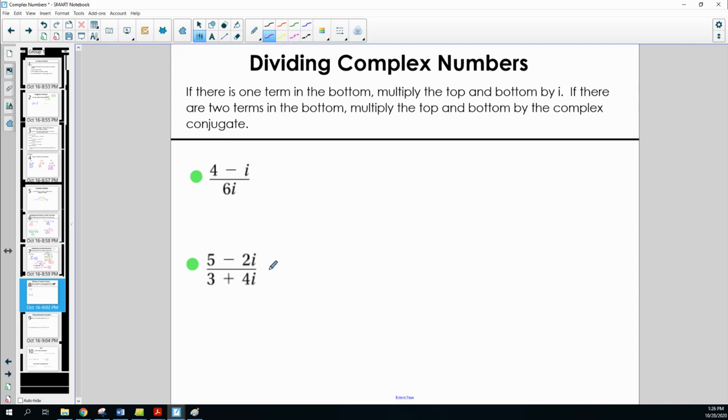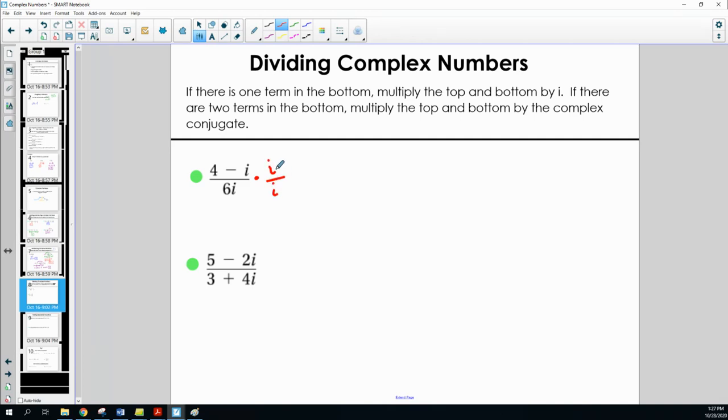If there are two terms in the bottom, like in this second example, we have to multiply the top and bottom by the complex conjugate. So we're going to come back to what that means when we actually do that problem. So let's just worry about the first one right now. So I have 4 minus i over 6i. So since I only have one term in the bottom, I'm going to multiply the top and bottom by i.